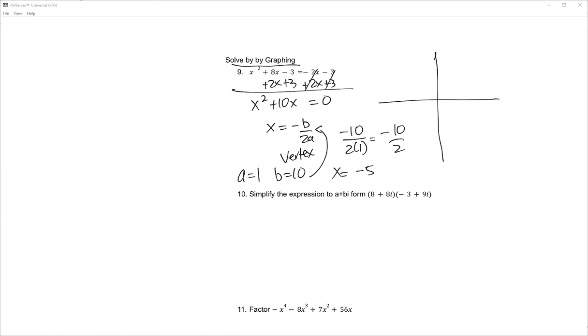We need to find the y value, and to find the y value, we have to plug it into the equation. We plug it in here, it'll be -5 squared plus 10 times -5. What is y equal to? This is 25, the -25. So it'll be -5, 1, 2, 3, 4, 5, and the -25 will be down here.